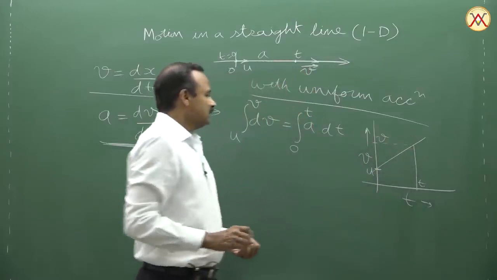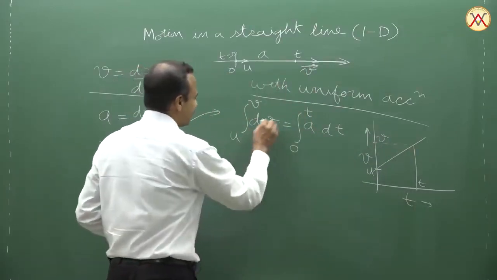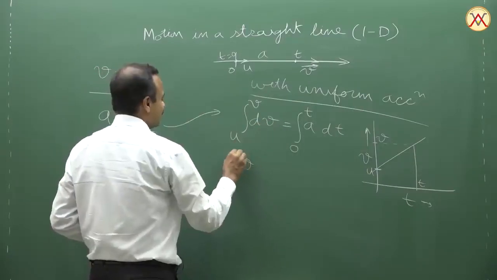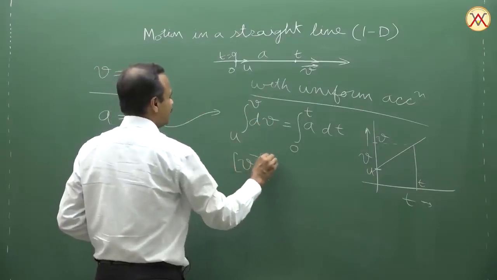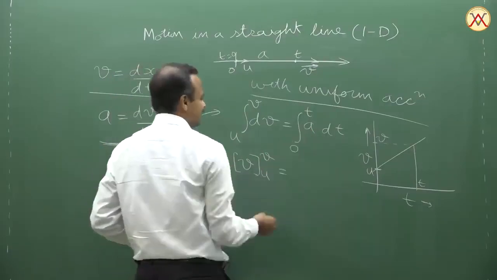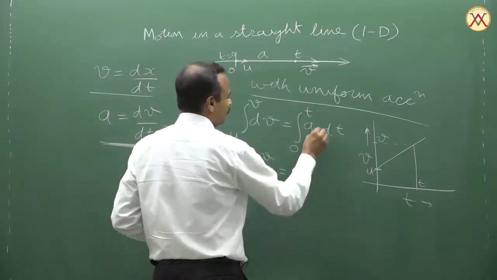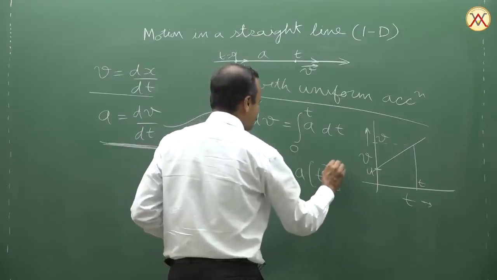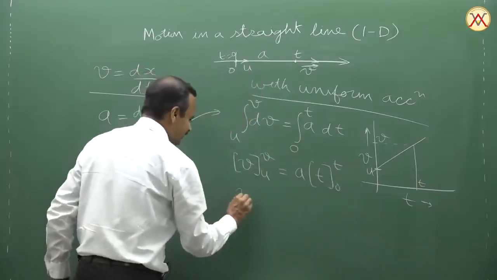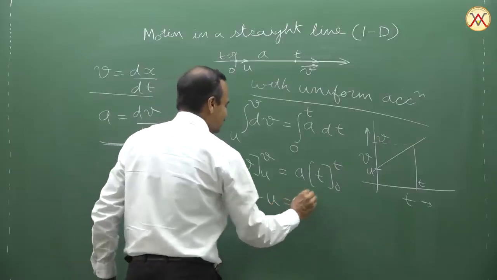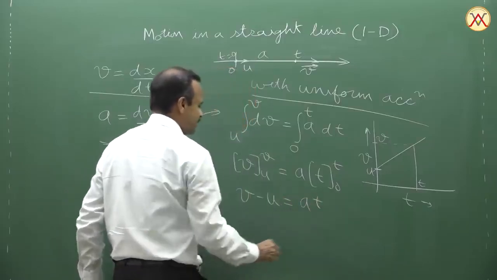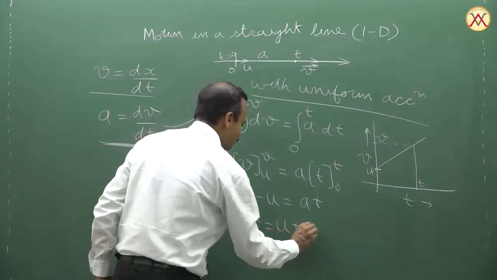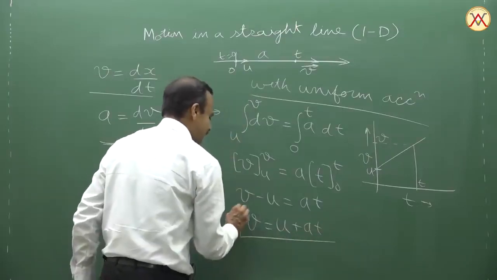All right. If we do the integral of dv, it will simply be v, and we have to put the limits u to v. a is a constant. Integral of dt will be t, and we have to put limits 0 to t. Left hand side will become v minus u. Right hand side is a into t. So you get the relation v is equal to u plus at.